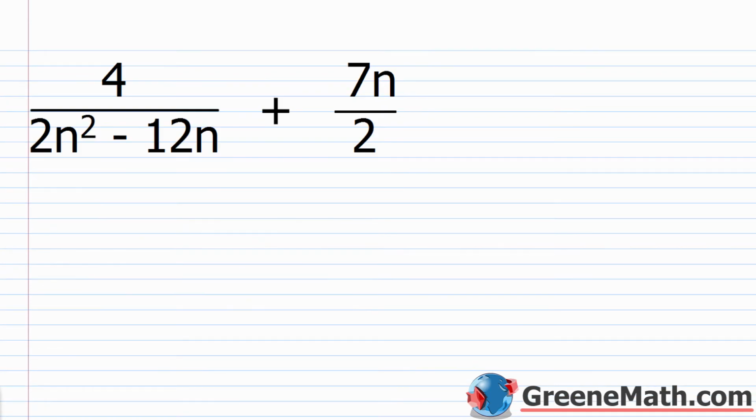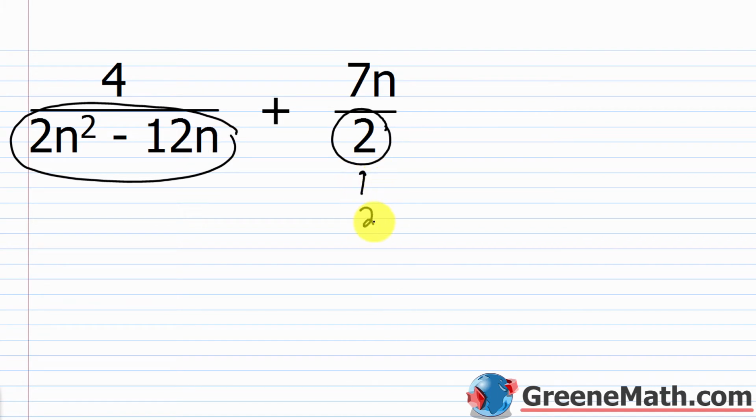All right, let's take a look at another kind of easy one. So we have 4 over 2n squared minus 12n plus 7n over 2. So I've got a denominator that's just a 2, and I've got a denominator that's a 2n squared minus 12n. So I can't really factor 2. It's a prime number. It's just 2. If I factored this, what could I do?